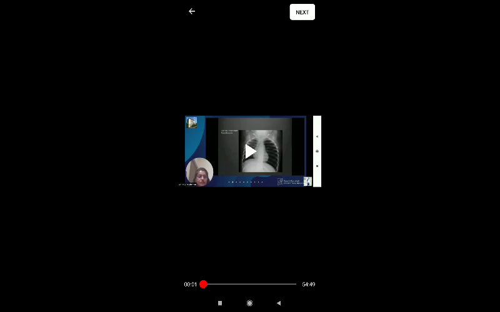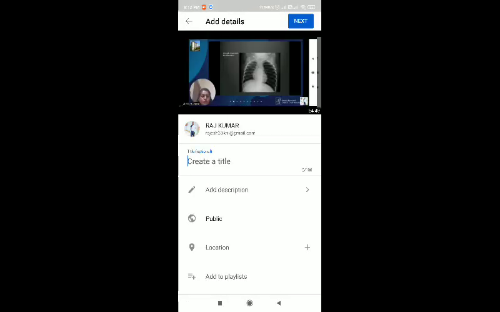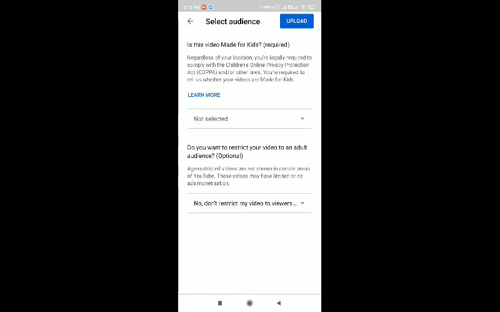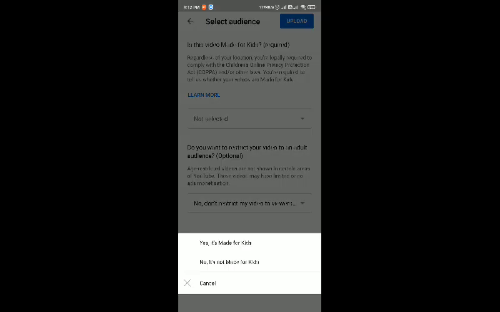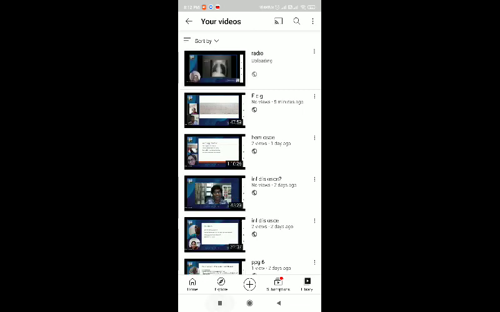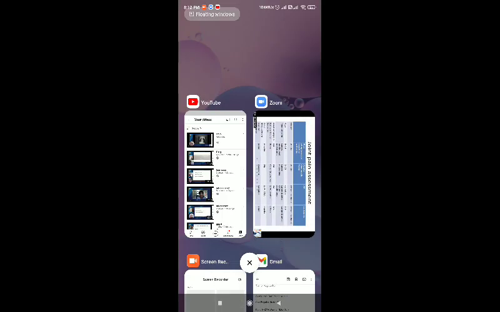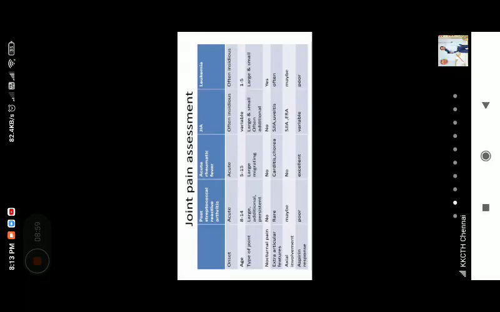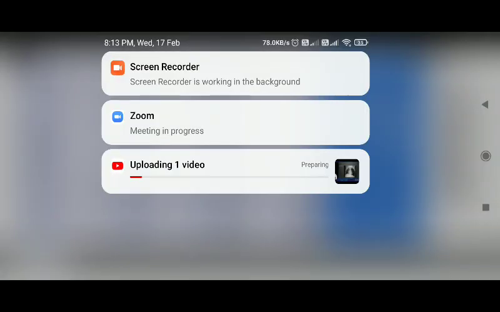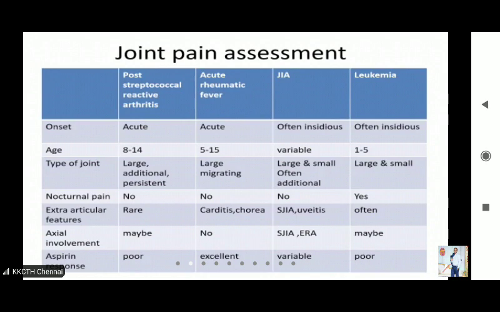So what type of joints are involved in these types of arthritis? In reactive arthritis, the large joints are mostly involved, and it presents in an additive pattern. So there's one joint one day, and then after a few days, you can have another joint. And it tends to be persistent in those joints. Whereas in acute rheumatic fever, large joints are involved, but it is migrating. There's a history of migrating arthritis. In JIA, it can involve either large or small joints, and they are often additive. First, they present with one particular joint, and then they can go on to involve more joints as time goes by. In leukemia, you can have large and small joint involvement.